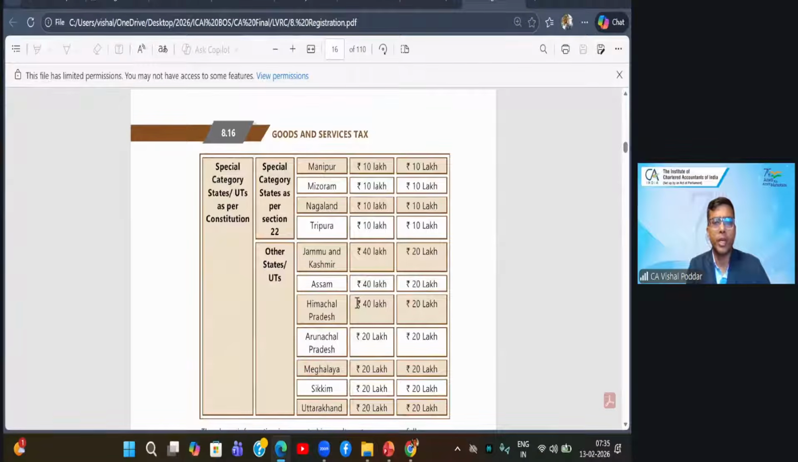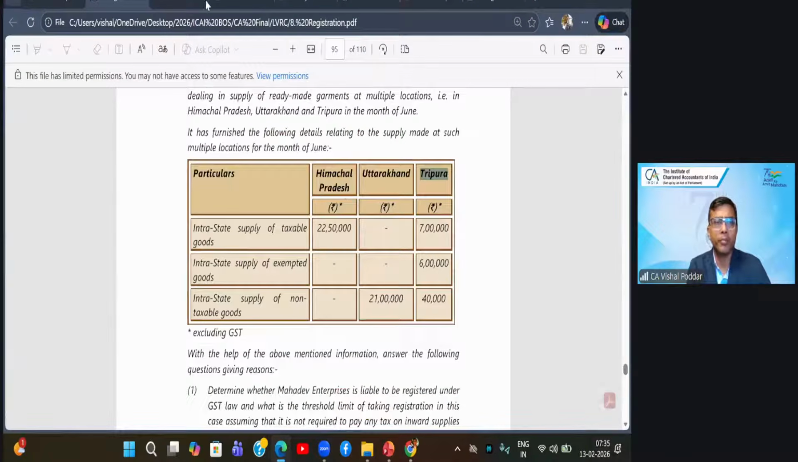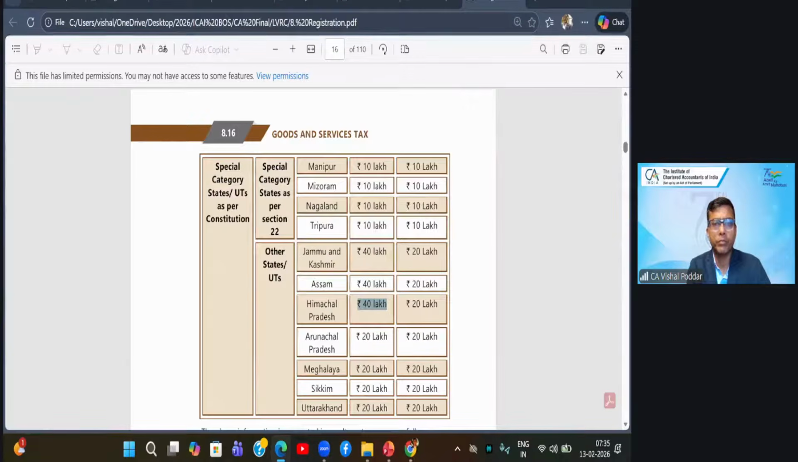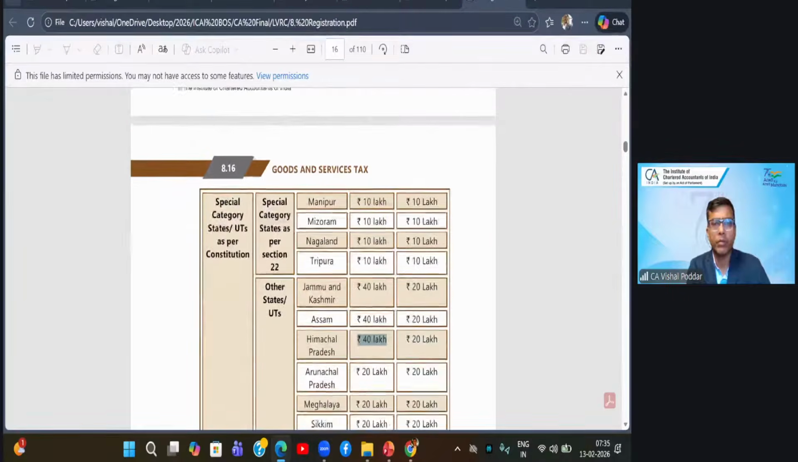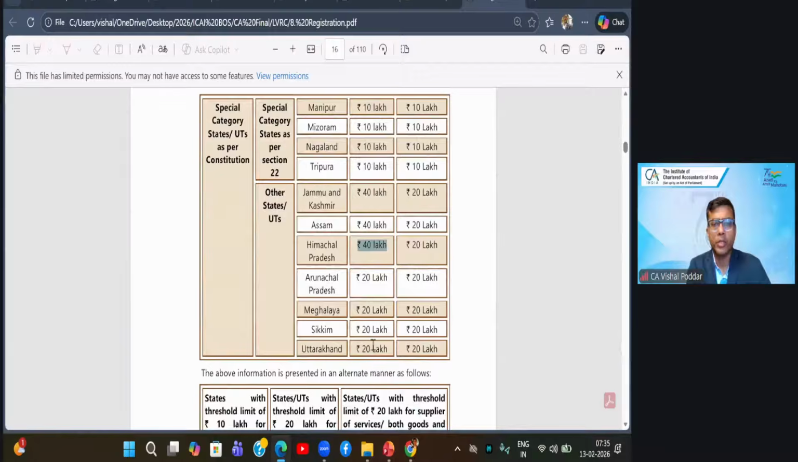Himachal Pradesh has opted for 40 lakhs. That is the regular limit. And which is our third state? Uttarakhand. Uttarakhand has again opted for 20 lakhs. So here, interestingly, in this example, you have all the three categories. One, in the 10 lakhs category, which is Tripura. Two, Himachal, which is in the 40 lakhs category. And three, Uttarakhand, which is in the 20 lakhs category.